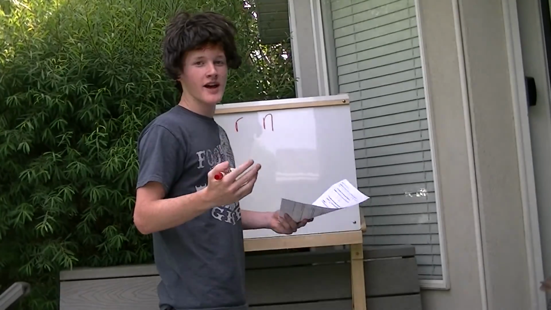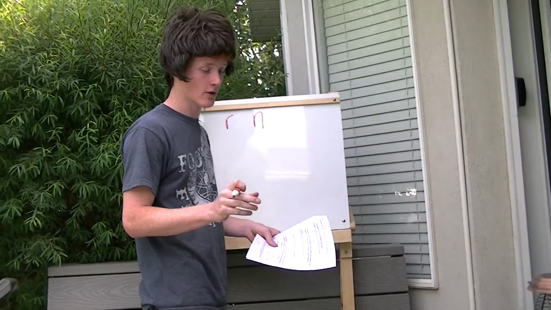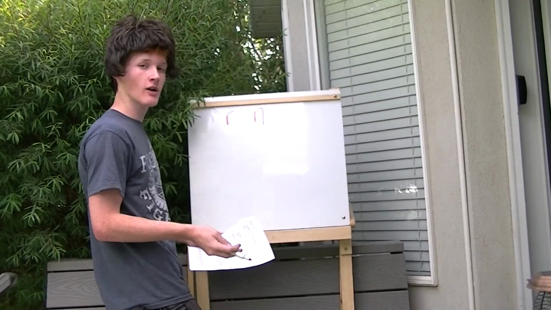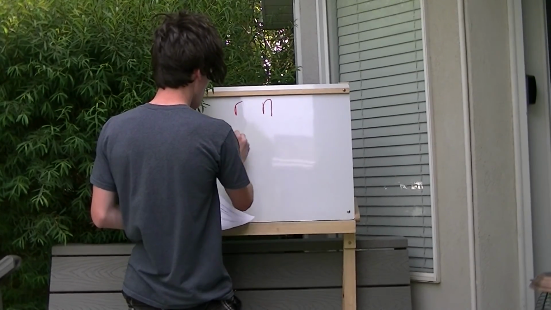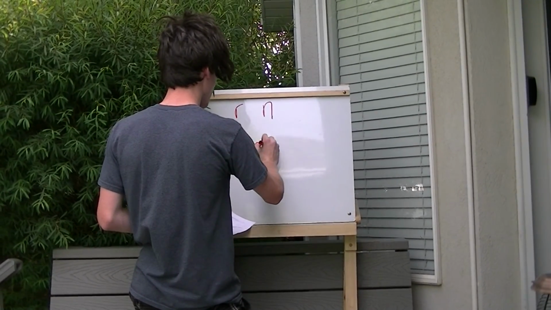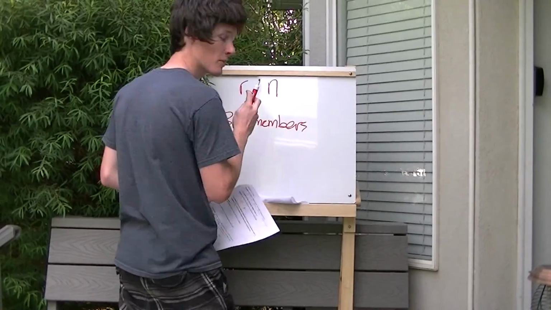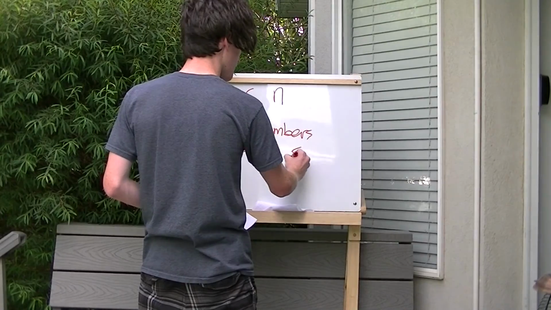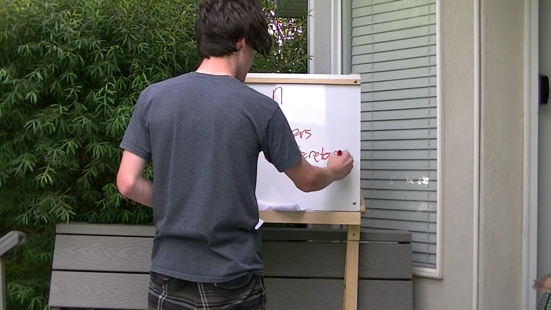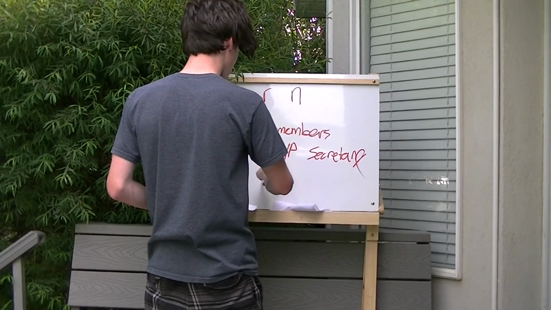Permutation is when you have a group and then you're going to form a subgroup and arrange that subgroup. So, a good example of that would be when you have 30 members in a club. You want to pick a president, a vice president, a secretary, I don't even know how to spell that, and a historian.